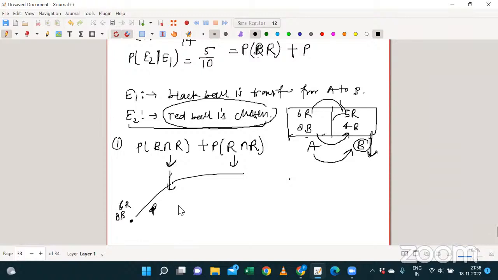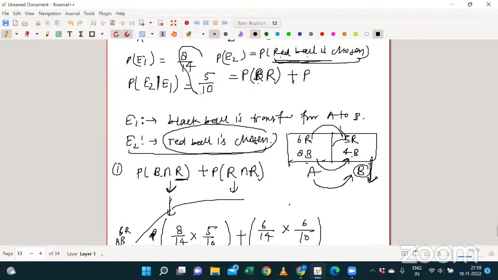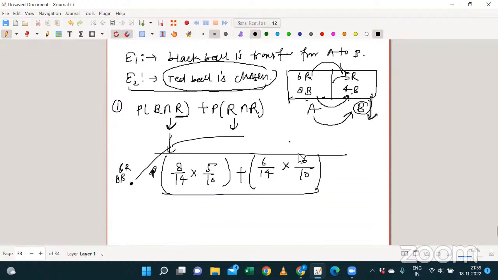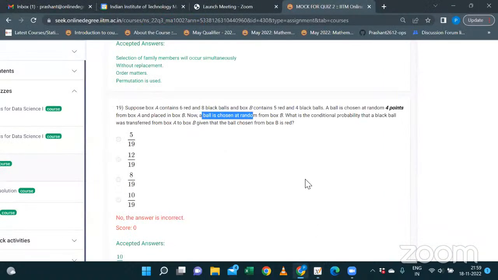Black transfer, 8 by 14, into choosing a red ball. What is the probability for choosing a red ball? 5 by 10. Or transferring a red ball to box B: 6 by 14. One ball will be transferred, so it will be 6 by 14, and choosing a red ball from this, 6 by 10. Why 6? Because I'm just transferring a red ball, so box B will have 6 red balls. So just this into this, divide by this total. And now we have to just do the P of E. Got it. So it was okay for everyone.